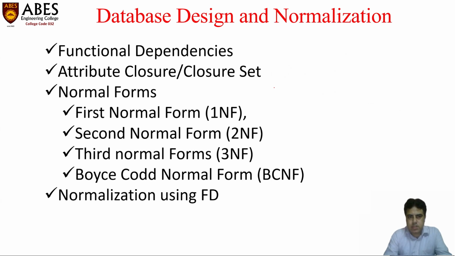Then we will understand the concept of normalization and normal forms, given by E.F. Codd, the father of DBMS. He gives the description of first normal form, then second normal form, then third normal form, then BCNF. BCNF is a special normal form of third normal form. At BCNF, we can say that our database, our relation, our table is completely normalized.